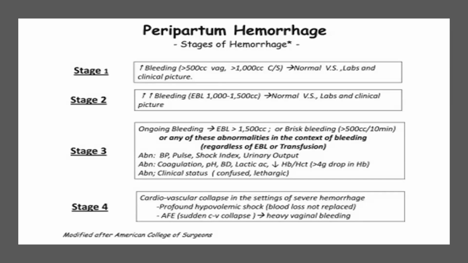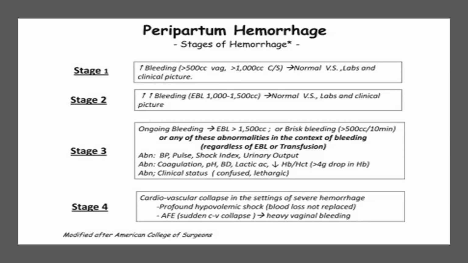So this slide shows the stages that were adopted from the College of Surgeons, but adapted for obstetrics. So stage one: postpartum hemorrhage by definition in obstetrics is more than 500 mils after a normal vaginal delivery, and more than 1,000 mils after a Caesar. When you lose 1,000 mils, these patients show no changes. Their vital signs are normal. If you do your lab investigations, they are normal. The clinical picture of the patient remains normal. Then stage two, if you've lost between 1,000 and 1,500 mils, they still remain normal.